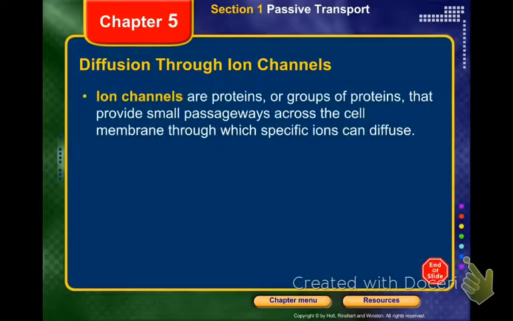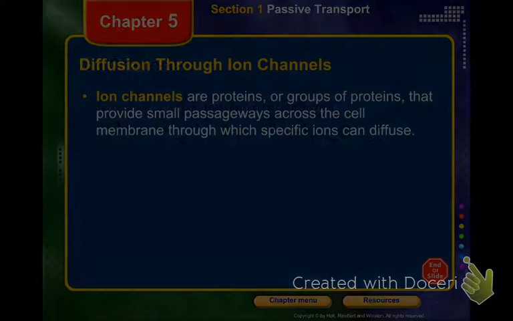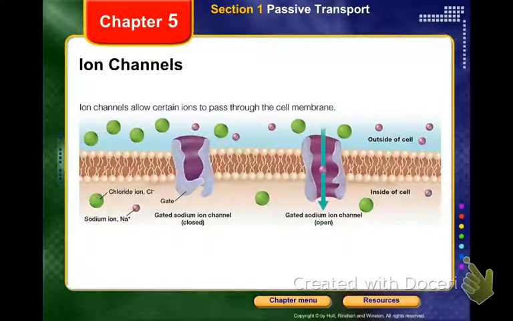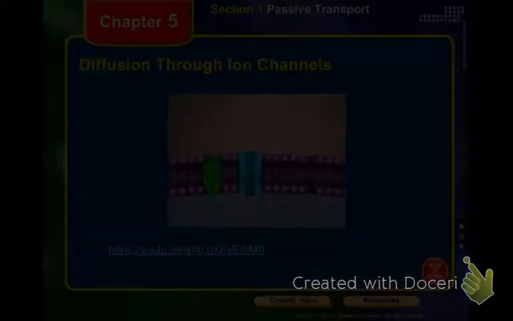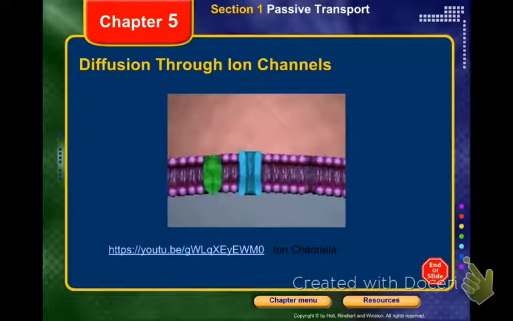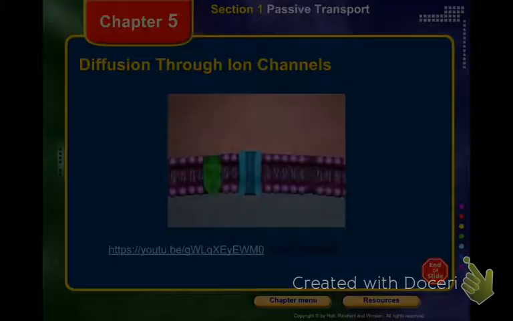We also have ion channels. These are groups of proteins or singular proteins that allow ions, which is an atom with a charge, to pass. That's what an ion is. So a sodium atom, a chlorine atom. These will move across without energy because they're still going from high to low concentration. So why are these passive transport? Because you're following the concentration gradient.